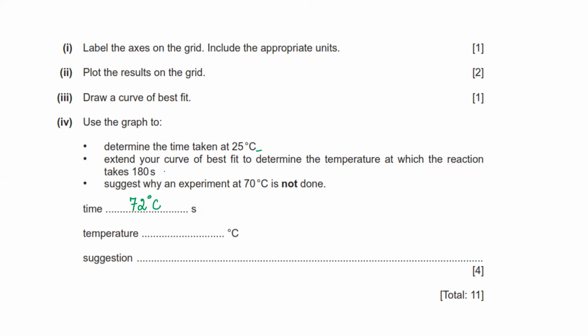And then at 180, we can say that the temperature is something between 18 or 19 degrees centigrade. So the marking scheme says 19 or 20, you can say. Marking scheme says it's 20. So I mean 19 is a good choice of answer. Then it says suggest why this experiment at 70 degrees centigrade is not done.